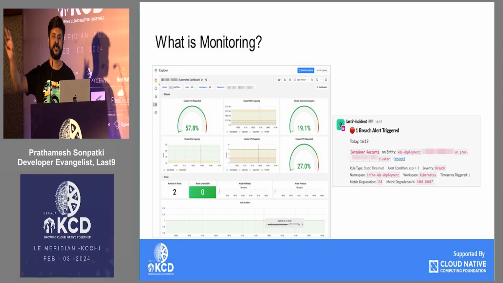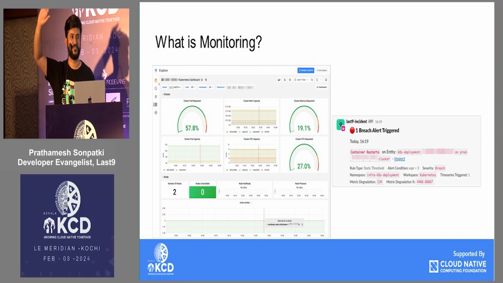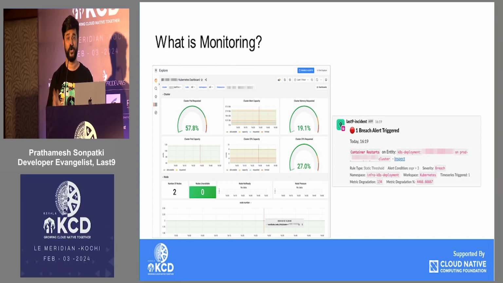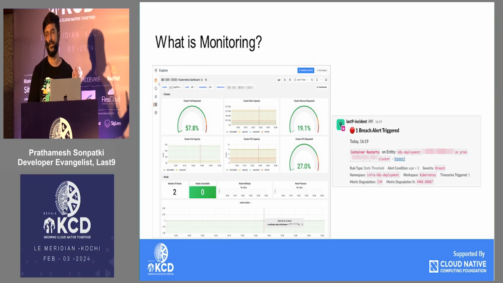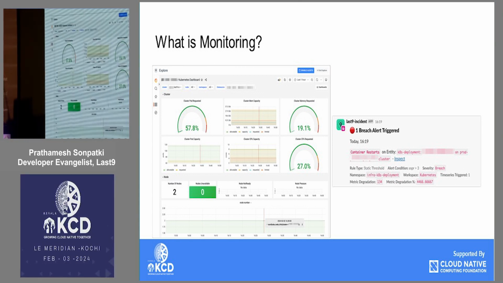So most of this talk is about charts, graphs, alerts, and time series data. That's all we'll talk about. We'll not talk about logs, we'll not talk about debugging, we'll not talk about anything else. So most of the conversation will be around these three core ideas: charts, alerts, and time series data, which is metrics.